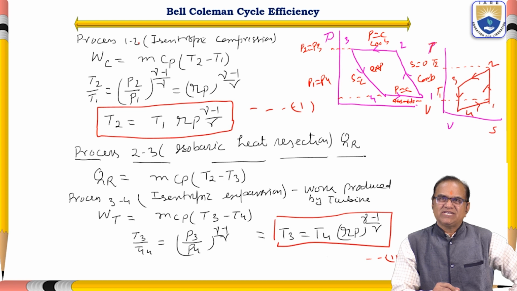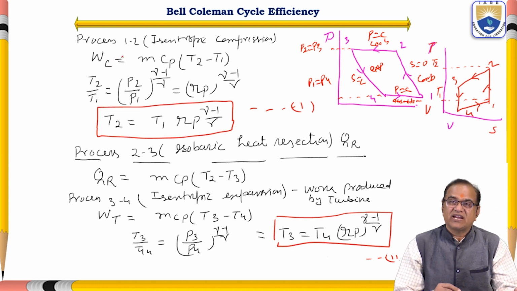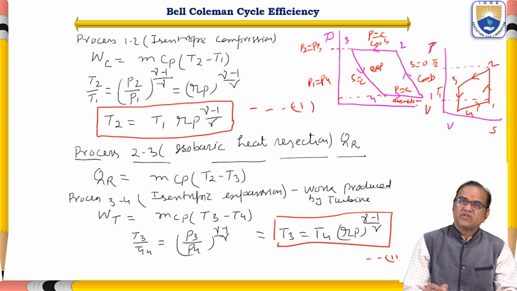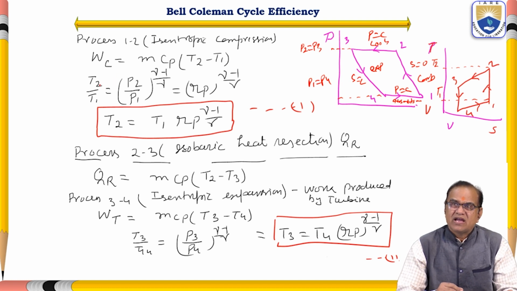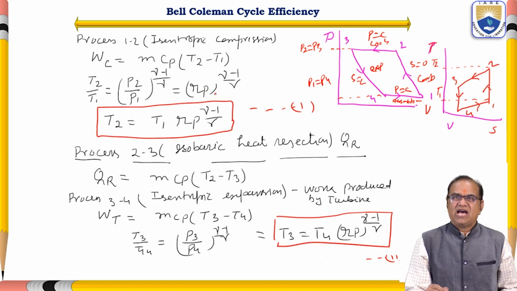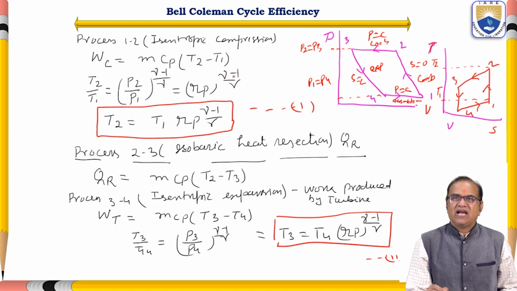Okay, so taking the process of compression, that is 1-2 isentropic compression. Here the work done on the compression is done with the help of some external source like an electric motor, and some part of it is obtained from the expander also. So work is m Cp (T2 minus T1). Now if you see the isentropic compression, the relation between temperature and pressure: T2 by T1 is equal to (P2 by P1) to the power (gamma minus 1) by gamma. Here P2 by P1 is the compression ratio and it is called Rp. So T2 is equal to T1 Rp to the power (gamma minus 1) by gamma.